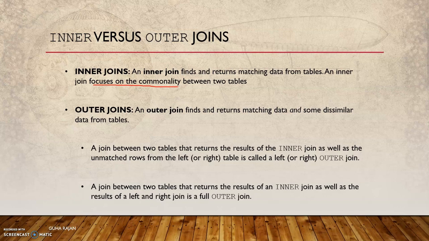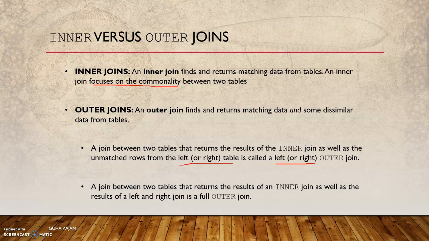And that is where you have a left or right. If it is a left outer join, the unmatched rows of the left table are retrieved, and in a right outer join the right table's unmatched rows are returned. So if the left table's unmatched rows are returned, it is a left outer join. If the right table's unmatched rows are returned, it is the right outer join.